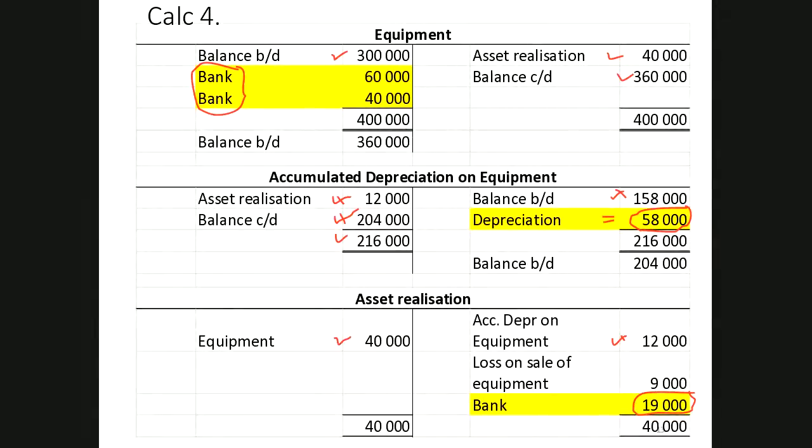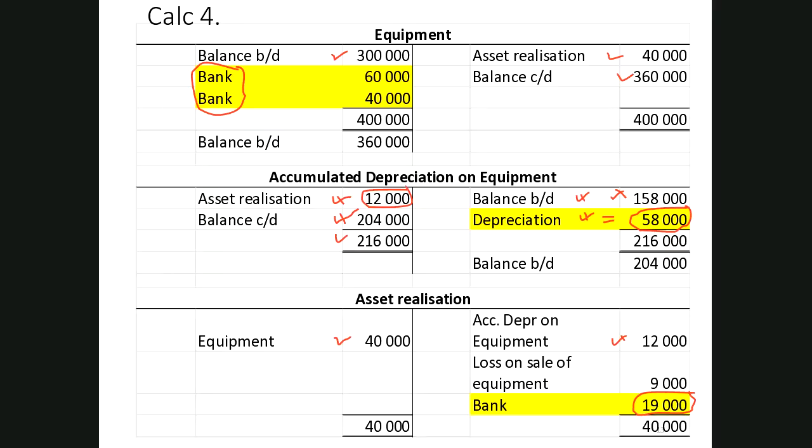So in your accumulated depreciation account, you always have the opening balance on the credit side. You're going to debit depreciation, credit accumulated depreciation with the depreciation for the year. And then if there's any asset that you sold, you take that accumulated depreciation out on the debit side, and the closing balance is what you're left with.